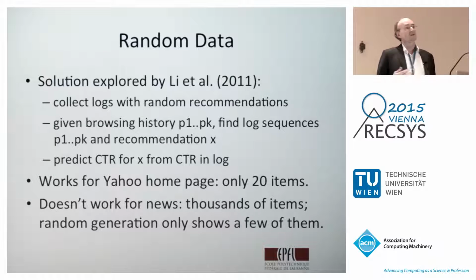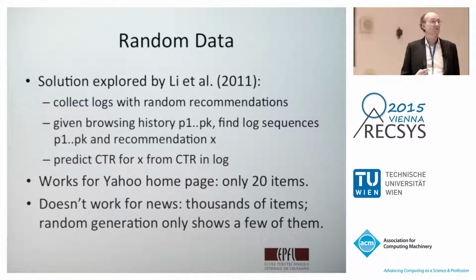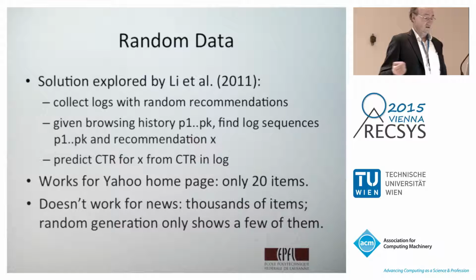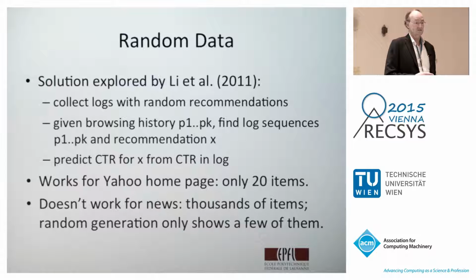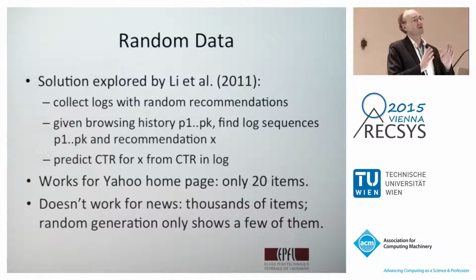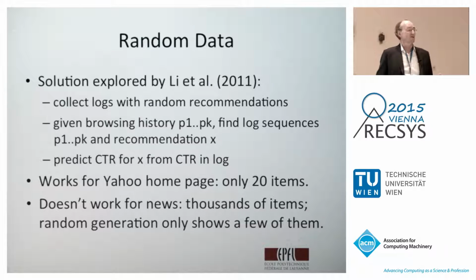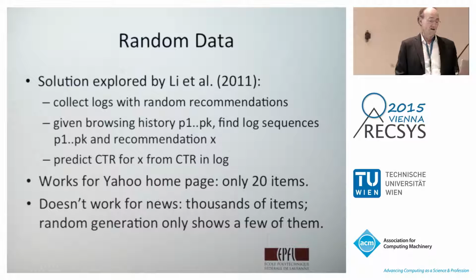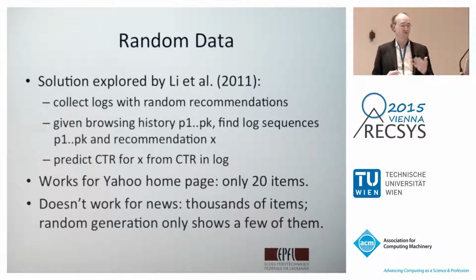So there are solutions for this, and one solution, actually the only one really that I know of, is the one that was published by a few people from Yahoo, in which you collect logs with random recommendations. So you make random recommendations, and then when you have a certain browsing history, remember we are doing session-based recommendations, so based on the articles that a person has seen, we recommend the next article to look at. We look for log sequences that match that same sequence, and we see which recommendation was successful in there. Since they're random, we'll find sort of all different ones.